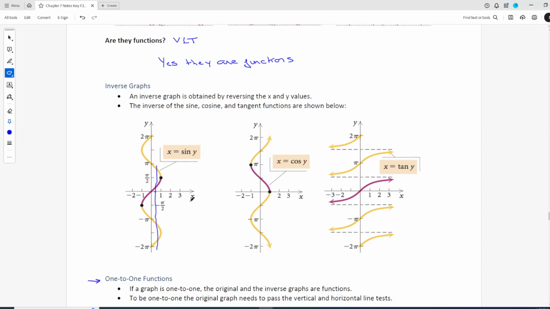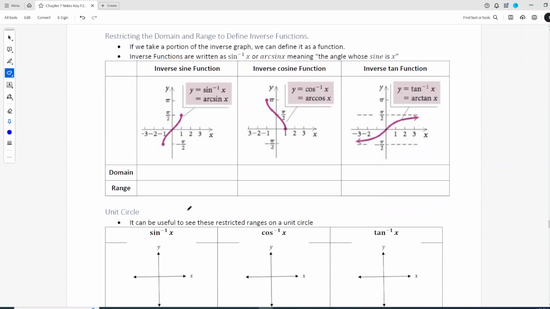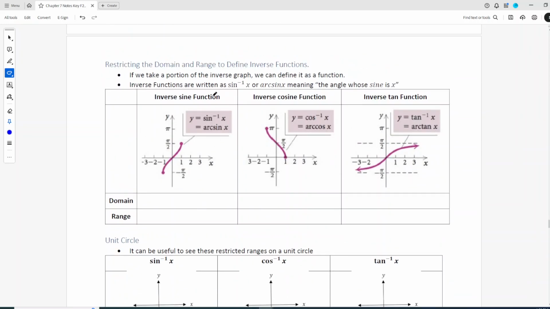So what we do is we restrict the range of the inverse functions, so that we have a function. We take a portion of the inverse graph so that we can define it as a function. So that when you plug into your calculator inverse sine or arc sine, we can put in something like a half and only get one answer, and everybody just gives a sigh of relief.